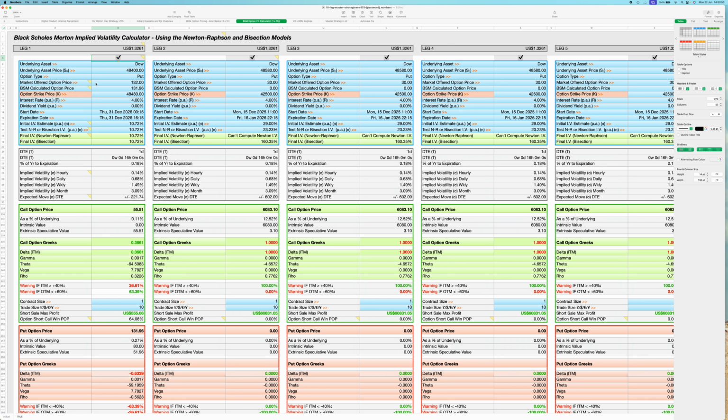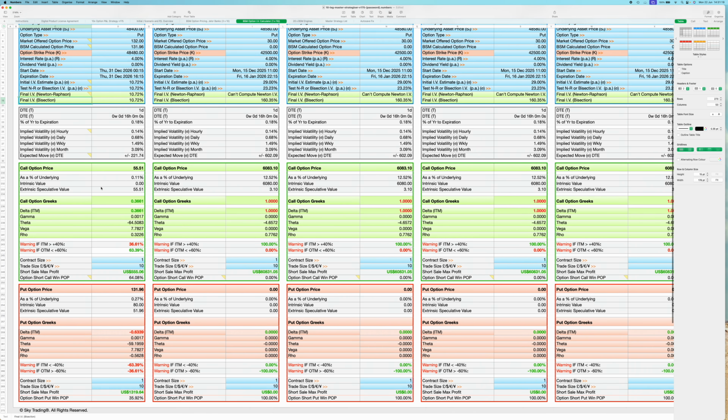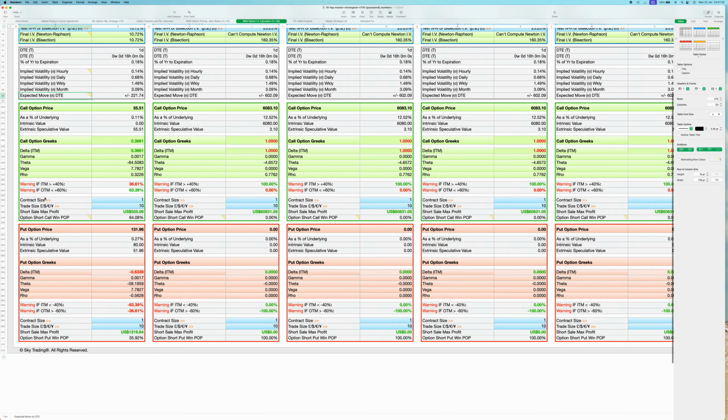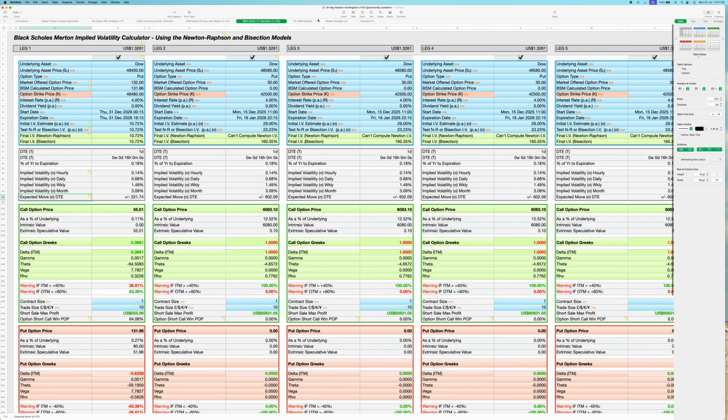It's got explanations here on this first column about what these different fields represent. Effectively, there are two models that you can use to calculate the implied volatility given these other input factors. And the Newton-Raphson can fail. So like here, it'll say it can't compute, and so that's why you also include the bisection model to give you an IV output. And again, it comes with the same sort of implied volatility, expected moves, etc. So that's just an extra bonus.